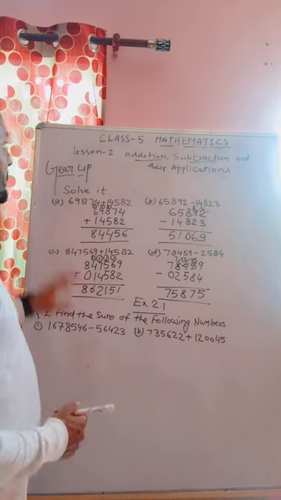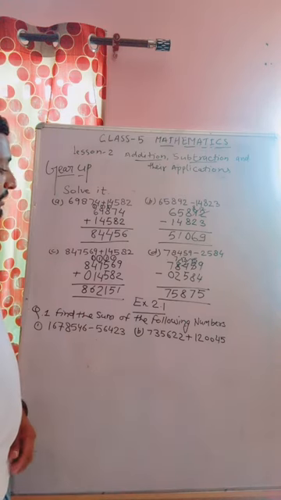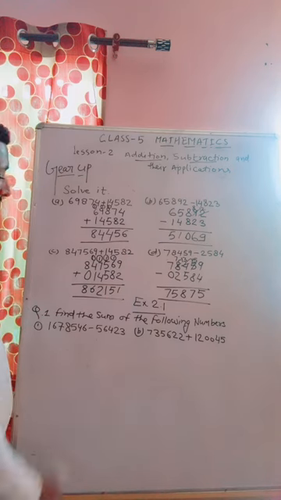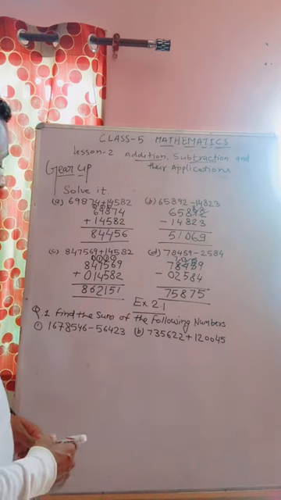Okay, you start the lesson. Now you start exercise 2.1. The first question is: find the sum of the following numbers. Okay, the numbers are given, you sum them.